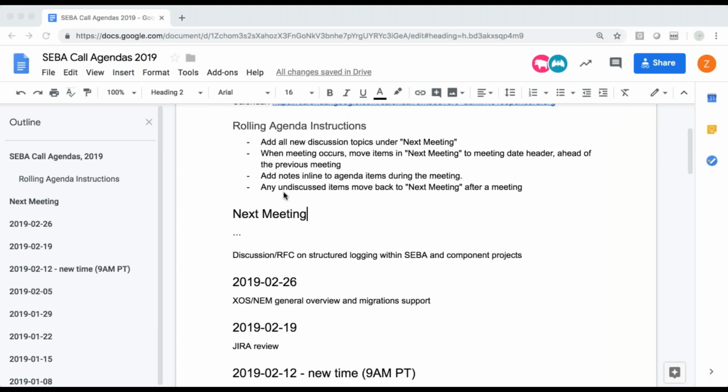On the agenda, we have an XOS and NEM general overview and discussion of the migrations, which I think Matteo is going to talk about. If there are any other topics to discuss, let me know, but I think I'm going to hand it over to Matteo.